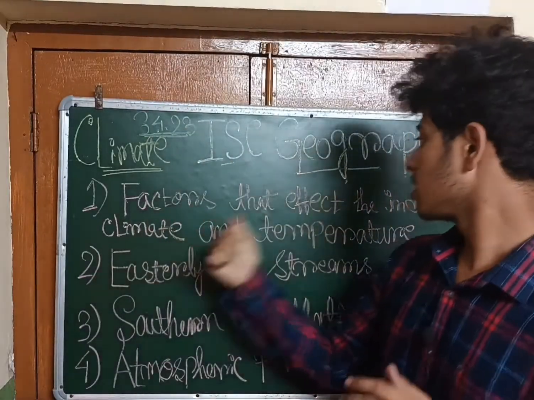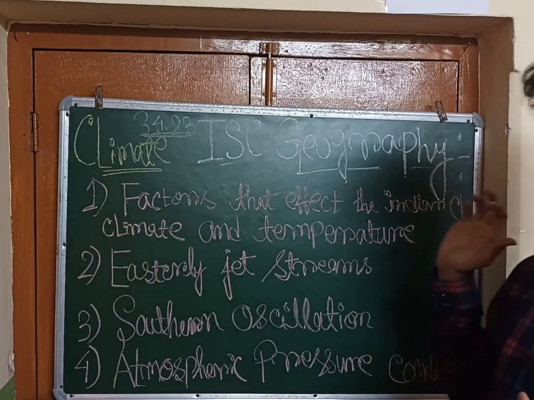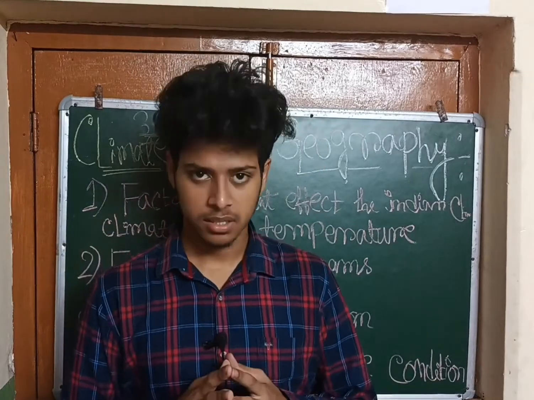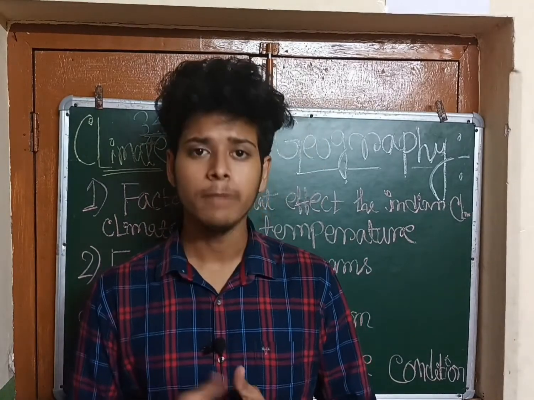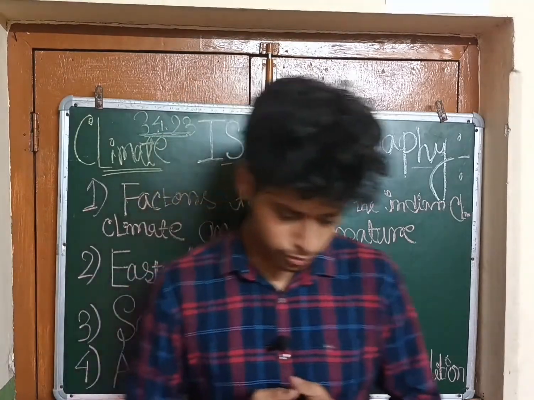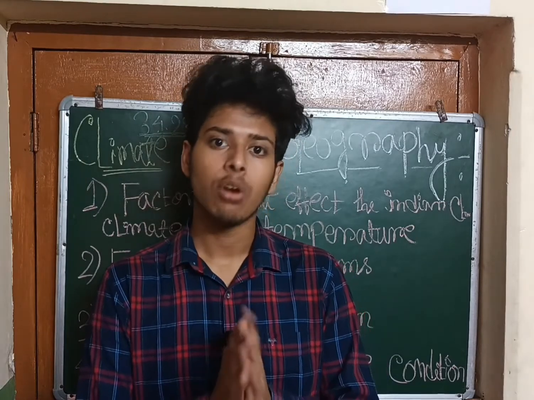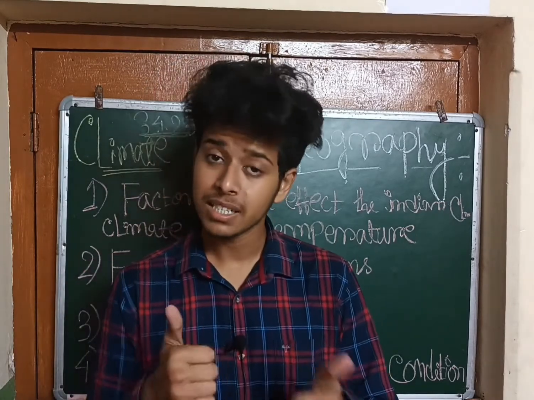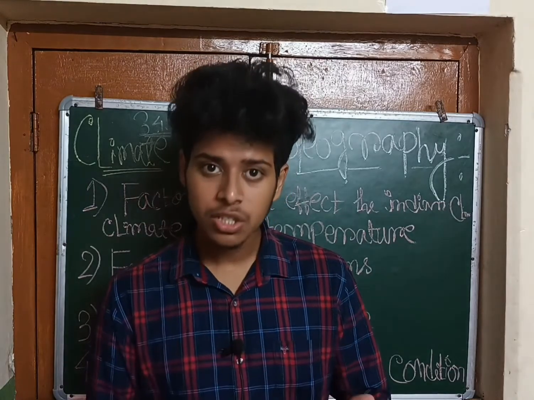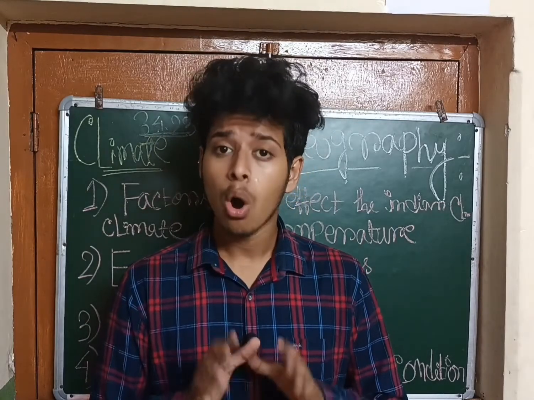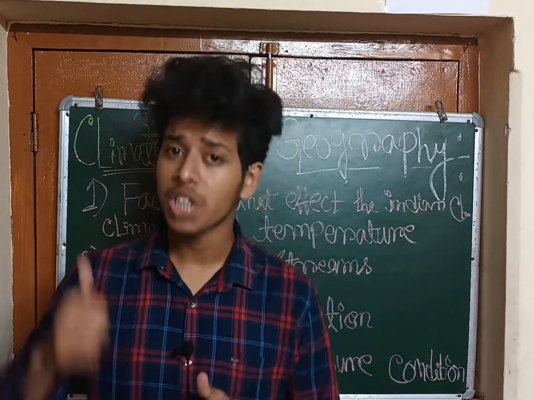So the very first topic we're going to cover is the factors that affect the Indian climate and temperature. What are the factors that affect the Indian climate and temperature? There are several factors. Firstly, the location is very important, meaning the latitudinal and longitudinal extent of India, the distance from the sea, the temperature, and then the physiography. All of these are very important parts which affect the Indian climate and temperature.